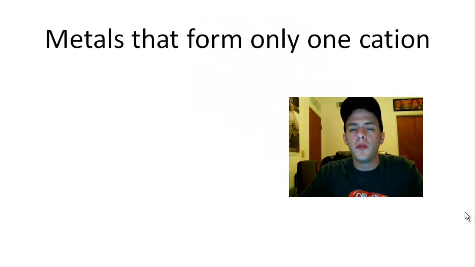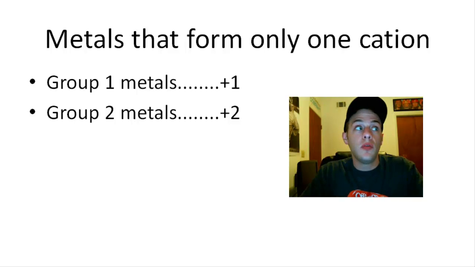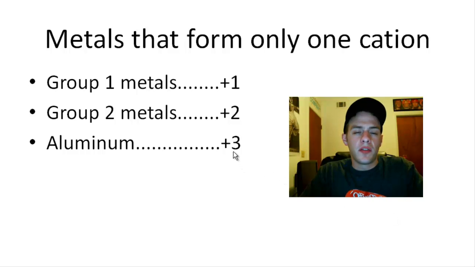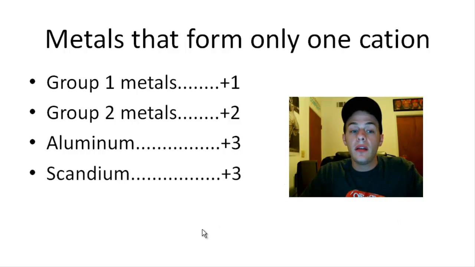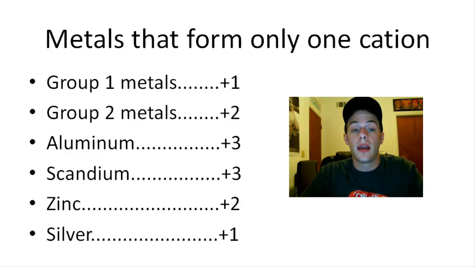So let's talk about metals that only form one cation. Group 1 metals only form one cation, and those cations have a charge of +1. So if you have lithium or potassium or rubidium or sodium, all of those metals are going to form cations that have a +1 charge. Group 2 metals form cations that have +2 charges, so magnesium and calcium and such. Aluminum actually forms a +3 cation and nothing else. Scandium forms a +3 cation and nothing else. Zinc forms a +2 cation, and silver forms a +1 cation.